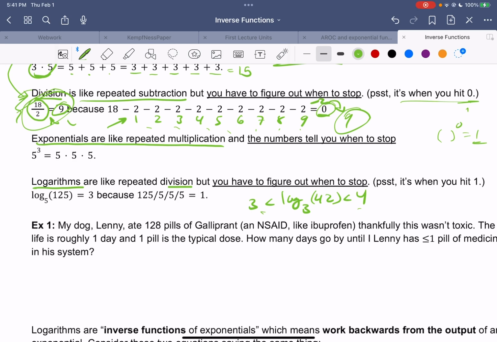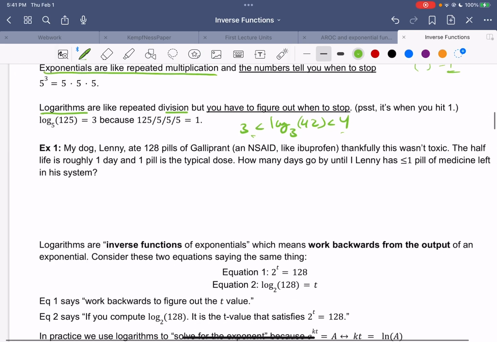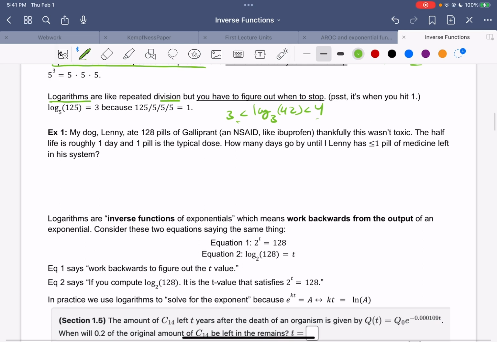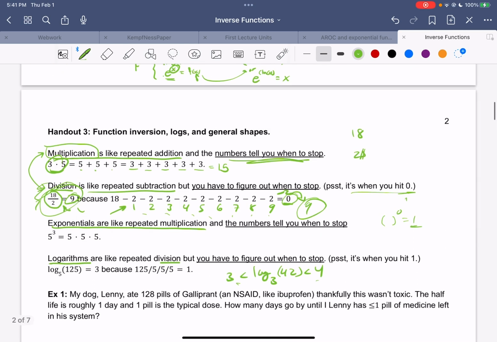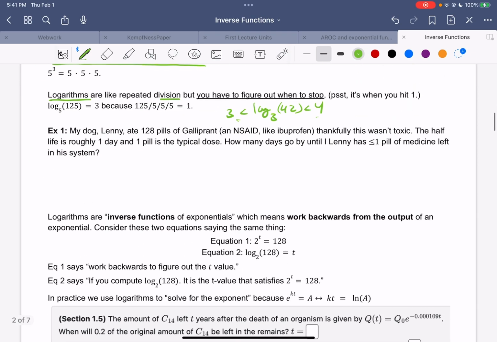Okay, so logs, I haven't really explained what they are, but I'm starting to get that sense of it. And so here's an example of how we might use logarithms without realizing we use logarithms. Just like a second grader might use division without realizing they're using division.